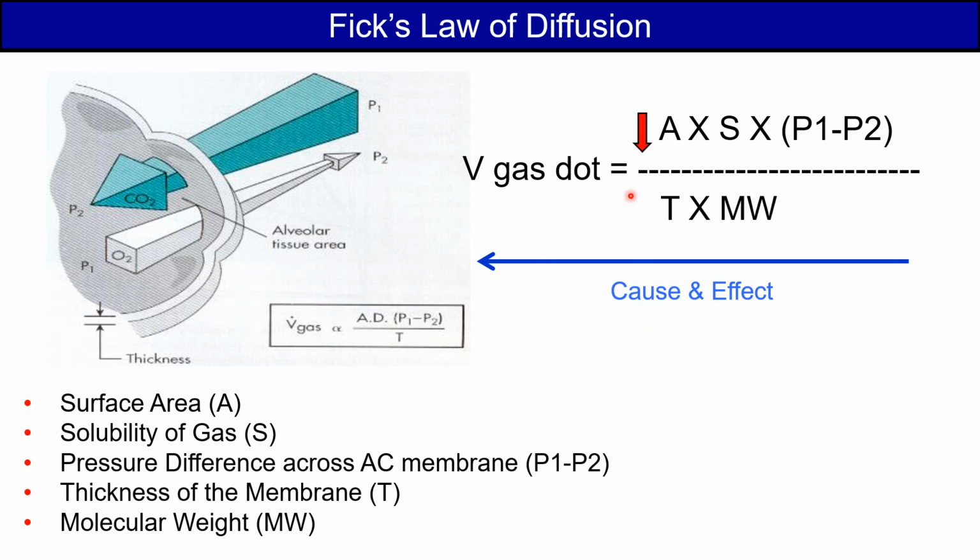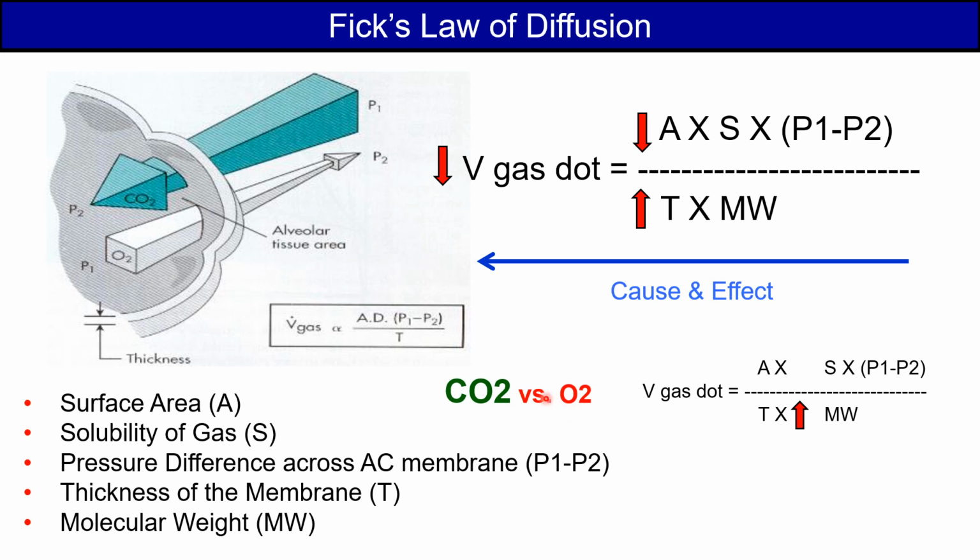Okay, so the lower the area, the solubility, the pressure gradient, the thicker the AC membrane is, and the higher the molecular weight of the gas, the lower will be the amount of gas that is going to diffuse along the AC membrane. Okay, which will have an easier time diffusing along the AC membrane, the carbon dioxide or the oxygen? Initially, you're going to think that the carbon dioxide is going to have a more difficult time diffusing across the AC membrane because it has a higher molecular weight.